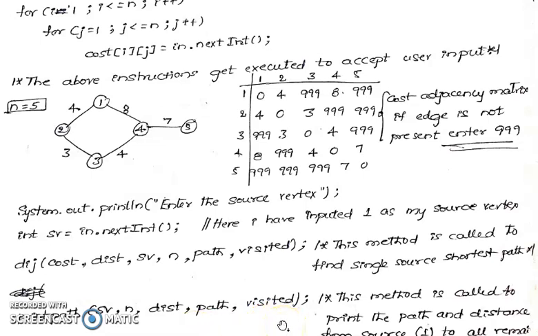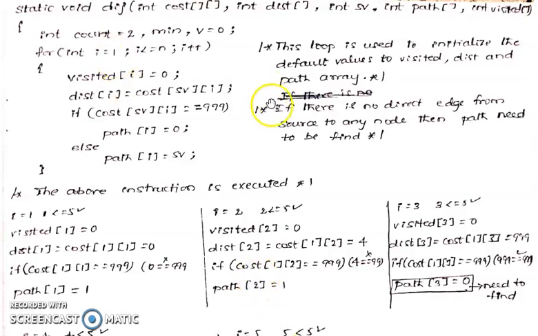Okay, so let us see how our Dijkstra's function will work. First, let us start with this. So Dijkstra's function is going to commence in this fashion. It consists of 6 arguments: cost array, distance array, source vertex, number of vertices, path, and visited. So here you have 6 arguments.